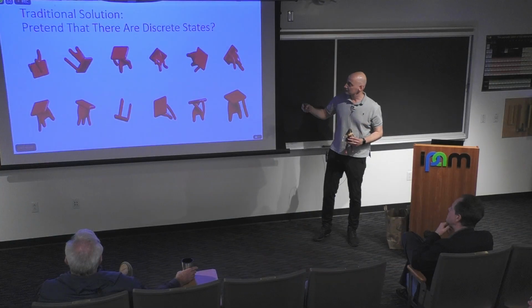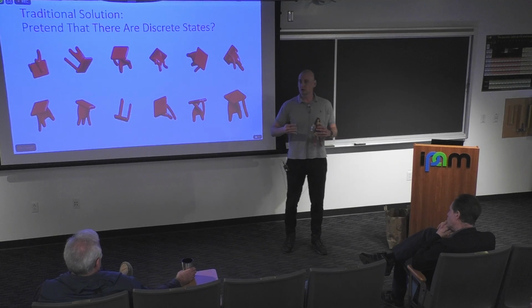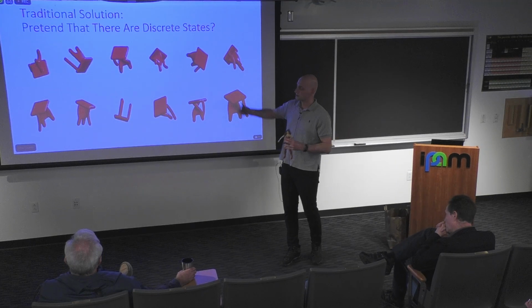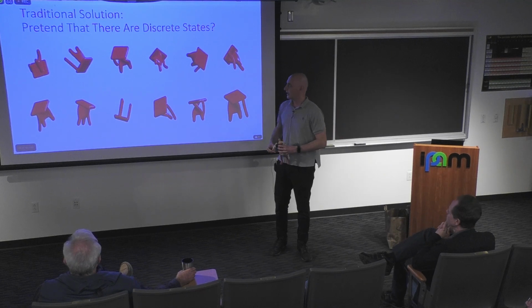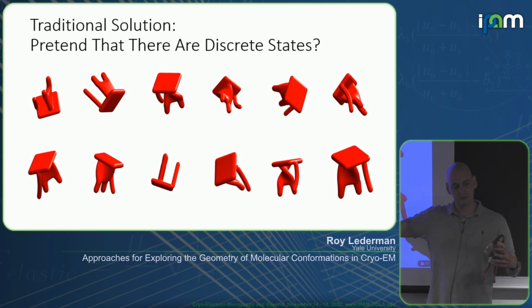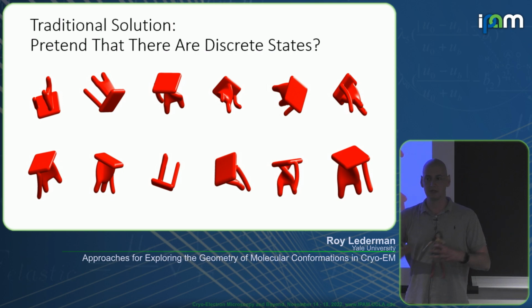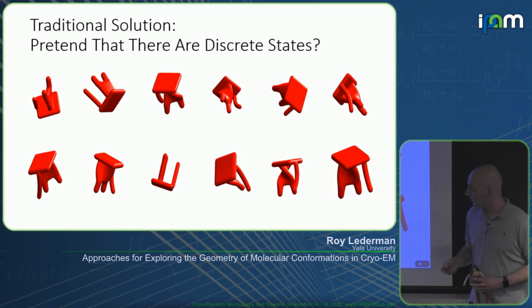So the traditional solution is basically to try to discretize this. So try to look at these different conformations in isolation from one another, essentially. And usually we think about them as aligned, but they don't necessarily need to be aligned. It's kind of these independent models.